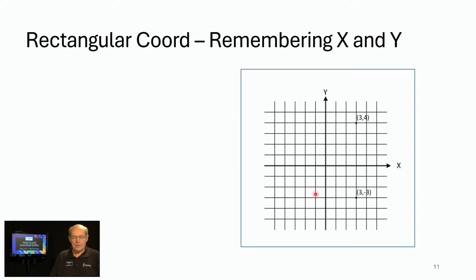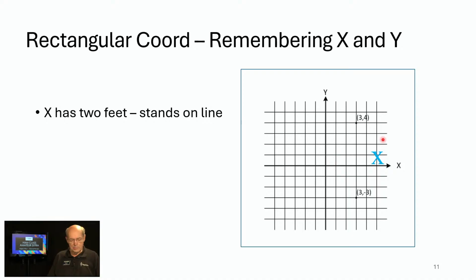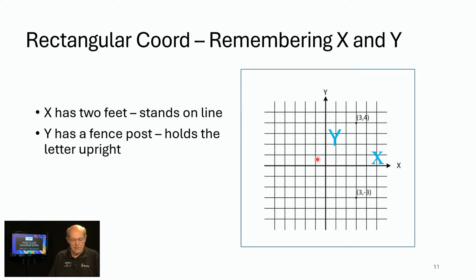So how do you remember x and y? That's important because the problems do make reference to one axis or the other. And here's a little trick that might be helpful to you. If you think of the x-axis as having two feet, it's capable of standing on the line. The y-axis is like a fence post. If you try to put that on the line, it would tip over. But if you treat it like a fence post and dig a hole here, then it will hold the letter upright. So x stands on its feet and y is like a fence post.